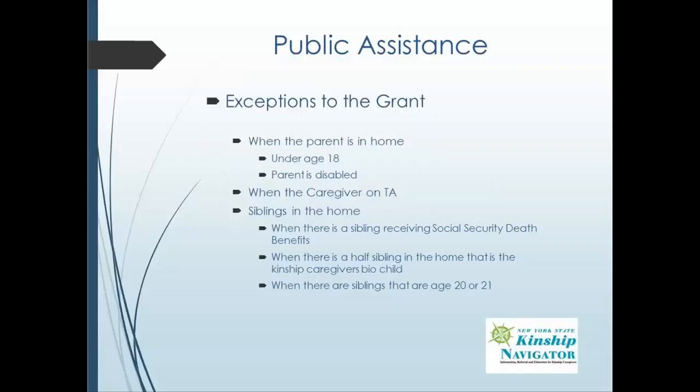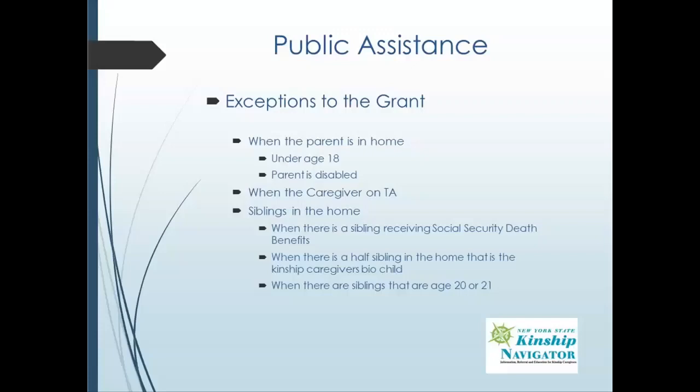Exceptions to the grant: there are always exceptions when it comes to anything. The main ones that we see are when the parent is in the home. If the parent is under the age of 18, so if you're looking at grandma who's got a child that is 17 and she gives birth to a child, then the grant would not be available to that grandparent because she is the biological parent of the minor that gave birth to the child. So she is responsible for both the parent and the kinship child since they are both underaged.